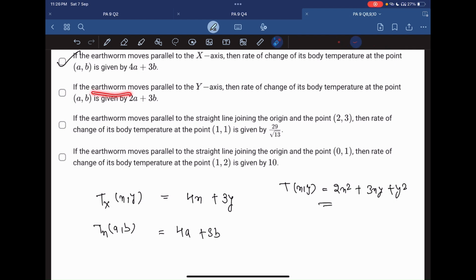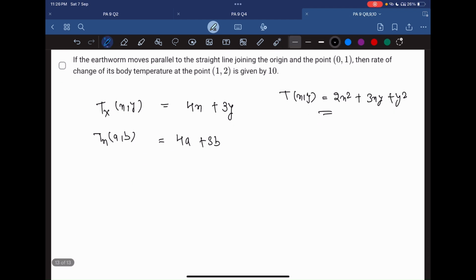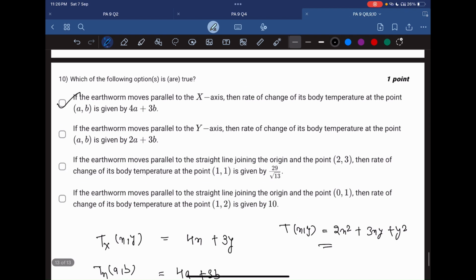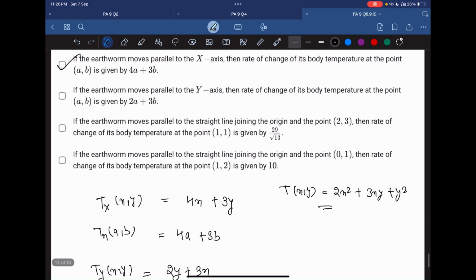Now, second option: if the earthworm moves parallel to the y-axis, the rate of change of its body temperature at the point A comma B is given by 2A plus 3B. The same thing, we are moving parallel to the y-axis, that means in the direction of the y-axis. So we have to find the rate of change of its body temperature in that direction. That is the same as saying the partial derivative with respect to y for the function T. T_y at some point is given by 2y plus 3x, and at the point A comma B it would be 2B plus 3A. Here it is given as 2A plus 3B, so that is wrong.